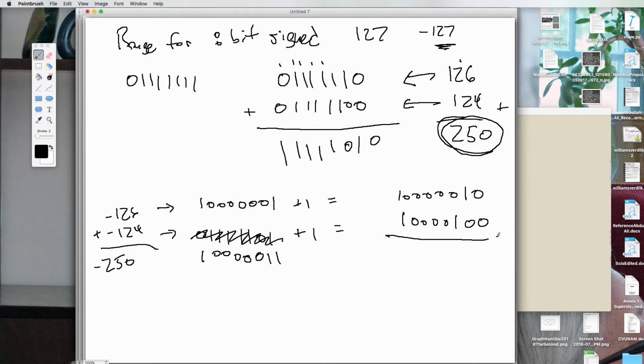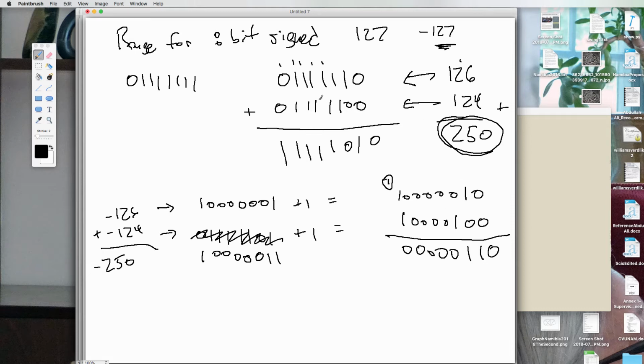And I'm going to go ahead and add these numbers up. Notice these are both negative numbers. I have a leading 1 here, but when I add them up, and what happens over here, I go 1 plus 1 is a 0, and I carry the 1 over here. Okay, but notice I've already got my 8 bits in there. I can't do anything with this one.